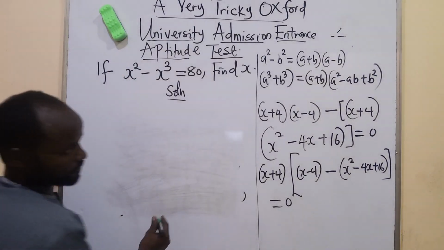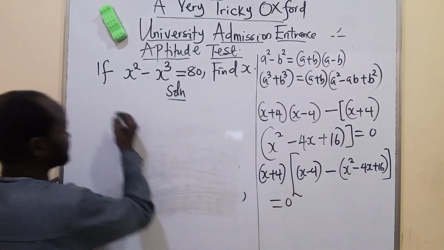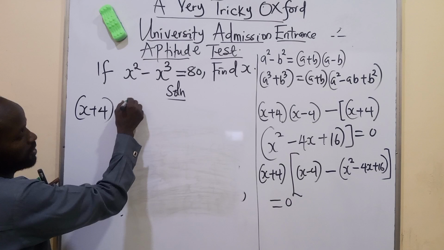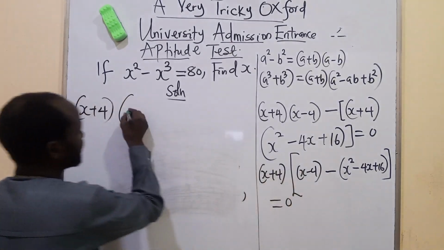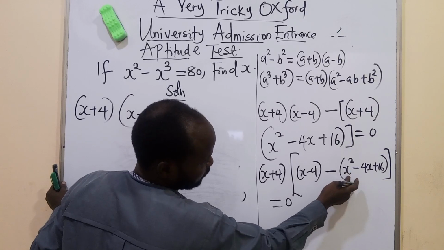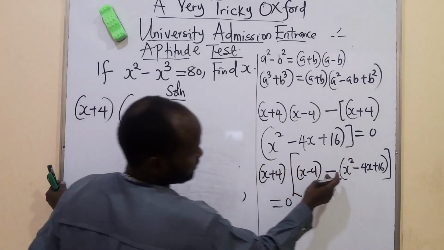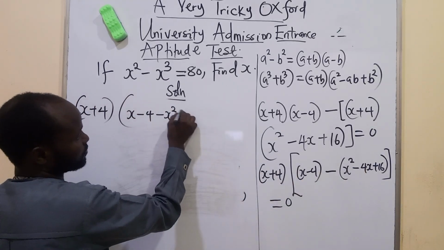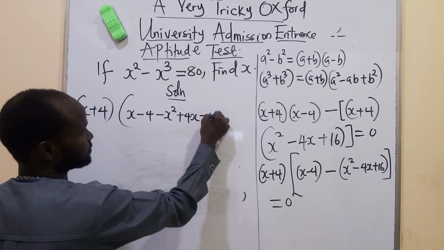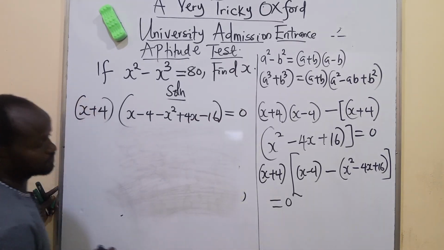Let's move to this side to see how we can simplify this further. Let's work on this square bracket first. We have x minus, x plus 4 rather, in a bracket like this. We have x minus 4, minus times plus 1, that will be minus x squared. Minus times minus will be plus 4x. Then minus times plus 16 will be minus 16. We close the bracket, and this equals 0.